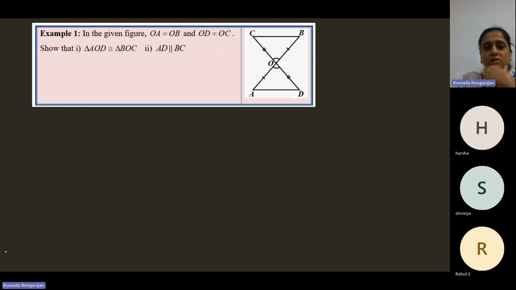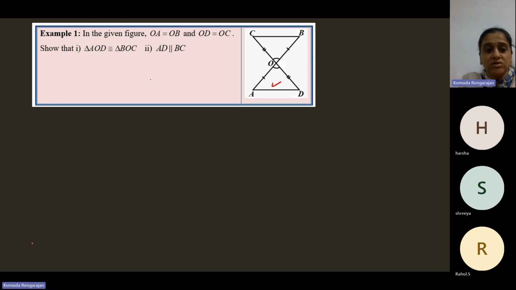Now in this figure, you can see it's marked: OA is equal to OB. Can we see it's marked here? OA is equal to OB. OD is equal to OC. That also is marked, the two lines. OD is equal to OC. Now with this information, you will have to show that triangle AOD is congruent to triangle BOC.